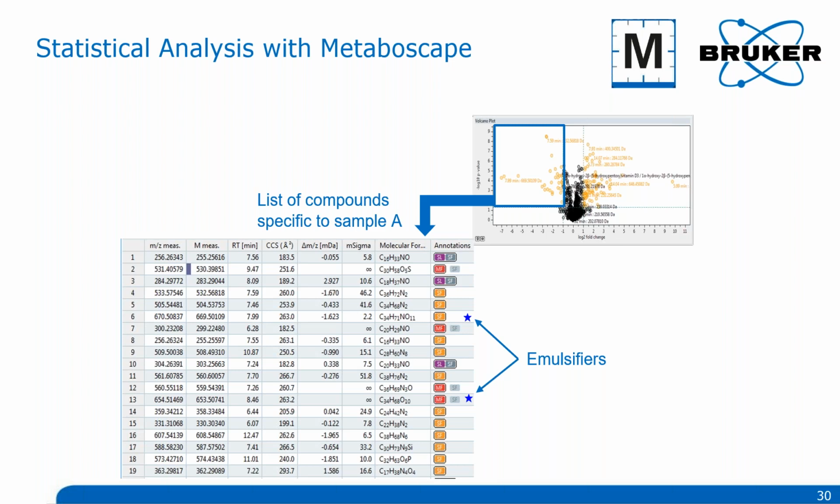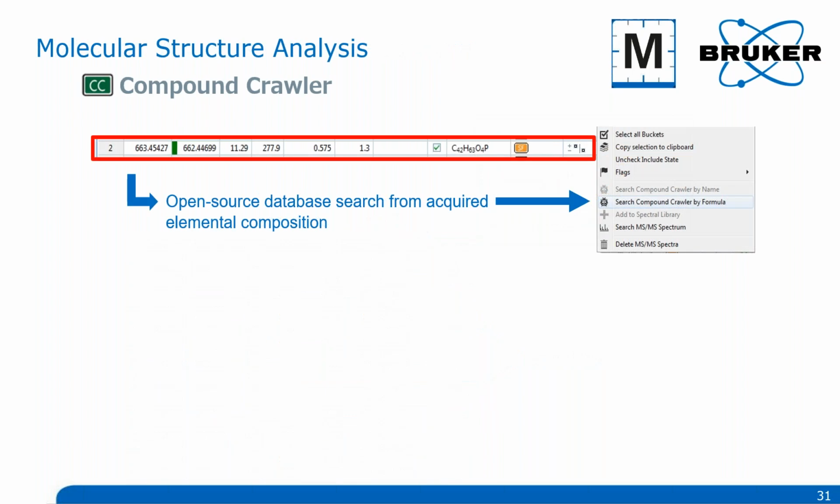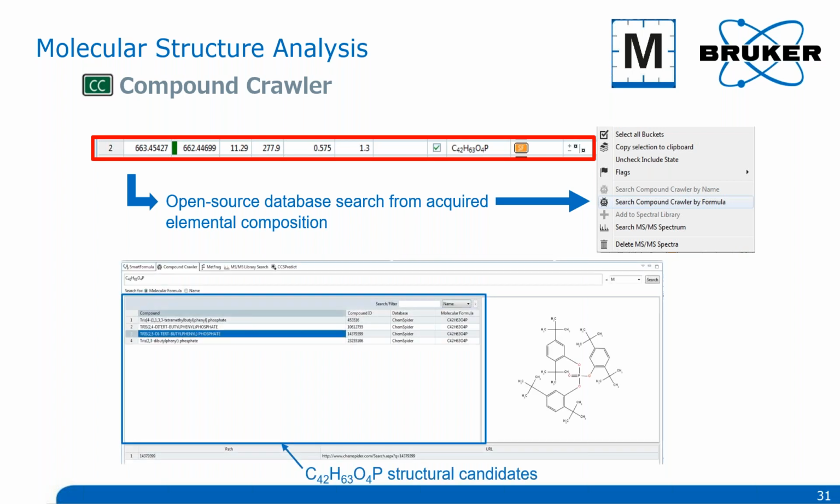But how exactly do we know that these 2 compounds are emulsifiers? Well, having just molecular formulas in annotation may not be enough, right? So we want to know what these compounds actually are and what their function is in the particular material. And MetaboScape provides a workflow to answer these sorts of questions very well. We can select any of the annotated compounds from the list and use a tool called the compound crawler. This tool automatically goes online to open source databases such as ChemSpider and PubChem and comes back with the list of known structural candidates for each molecular formula.